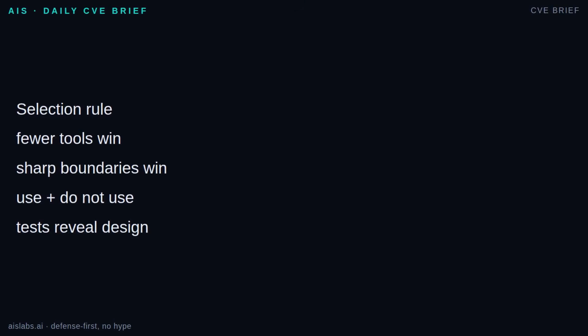The model chooses from the menu you give it. A good menu has a small number of choices, clear boundaries, and labels that match the user's intent. Overlapping tools force coin flips, so merge them or sharpen them. Every extra tool dilutes every other tool's chance of being chosen, so do not expose the whole backend by default. And descriptions should include both sides. Use this tool when the user needs X, and do not use this tool when the user needs Y.